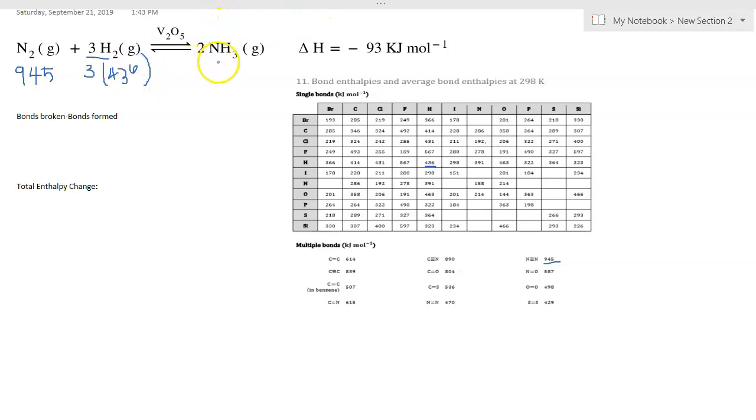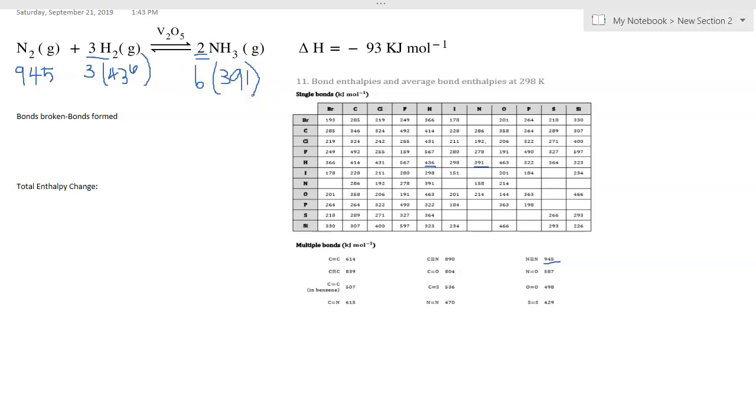Then we have the nitrogen to hydrogen bond. Hydrogen to nitrogen bond, that is 391. And you have 3 hydrogens connected to nitrogen, so you have to take 391 times 3, and we don't forget our coefficient here too, so altogether we're taking 391 times 6.